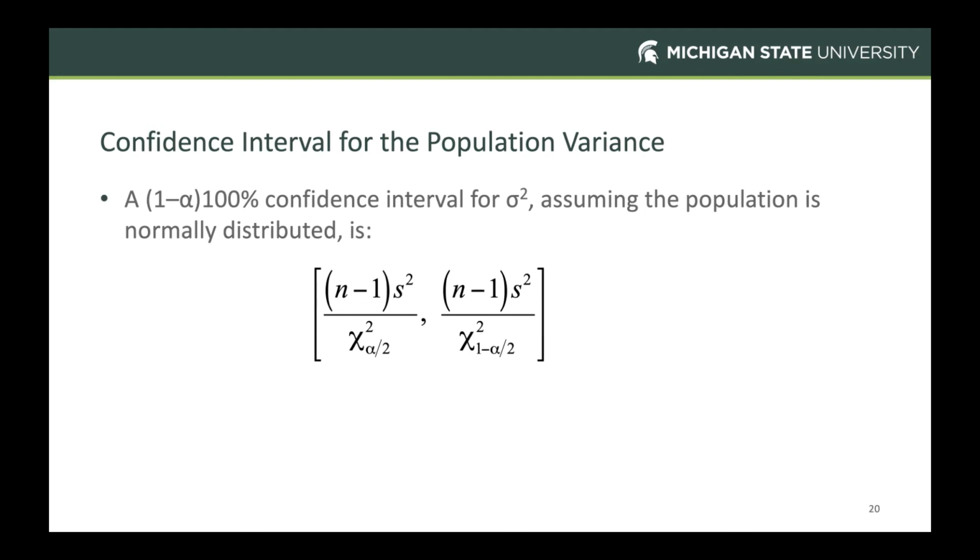And so if we know our sample size, our sample variance, we pull the corresponding critical values from our chi-square table, and then we would assess whether or not this interval included whatever that population variance sigma squared was equal to, okay?